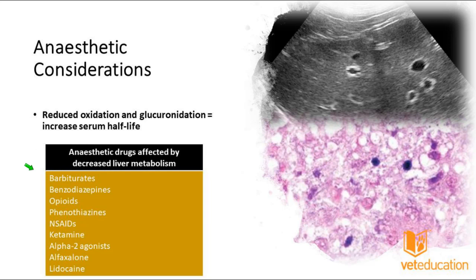Let's look now at anaesthetic considerations. We've got reduced oxidation and glucuronidation, which generally leads to an increased serum half-life. Here's the list of anaesthetic drugs in our patient that is affected by decreased liver metabolism. We have barbiturates, benzodiazepines, most of the opioids that we use. I won't say any of the opioids. Phenothiazines, non-steroidal anti-inflammatory drugs, ketamine, alpha-2 agonists, alfaxalone, and lidocaine as well.